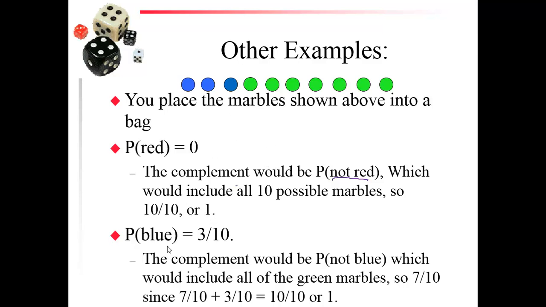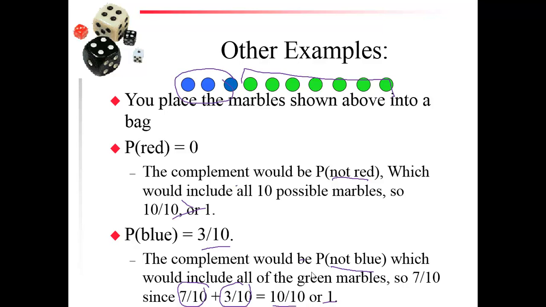Okay. The probability of getting a blue marble. Well, there's 3 blue marbles right here. So the probability of getting a blue marble is 3 out of 10, because there's 10 marbles in all. The complement to that event would be not getting a blue marble, so getting a green marble. Well, there are 7 green marbles out of 10. So the probability of that would be 7/10. Okay, the probability of getting not blue and blue equals 10/10, or 1 whole.